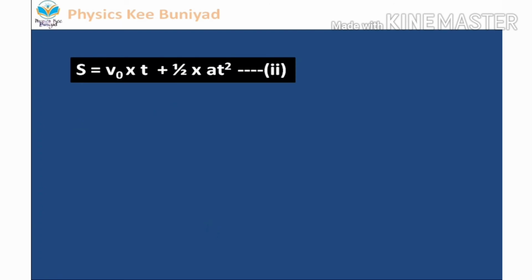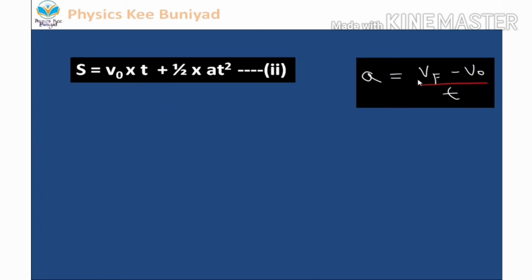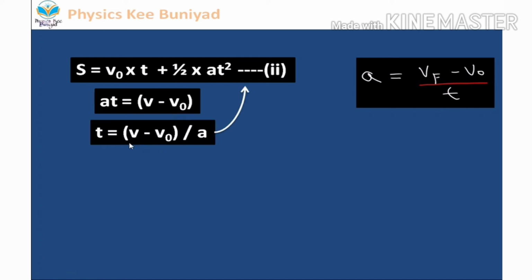Now we will derive the third equation. We already know this is the second equation. From the second equation we will get the third equation. So we know a equal to (v minus v0) by t, acceleration. If we put the acceleration, look at a into t equal to v minus v0. Understand? So now if I calculate t, then t equal to (v minus v0) by a.